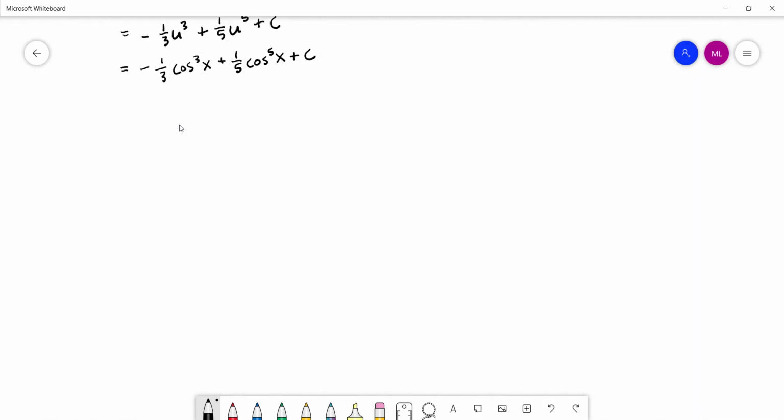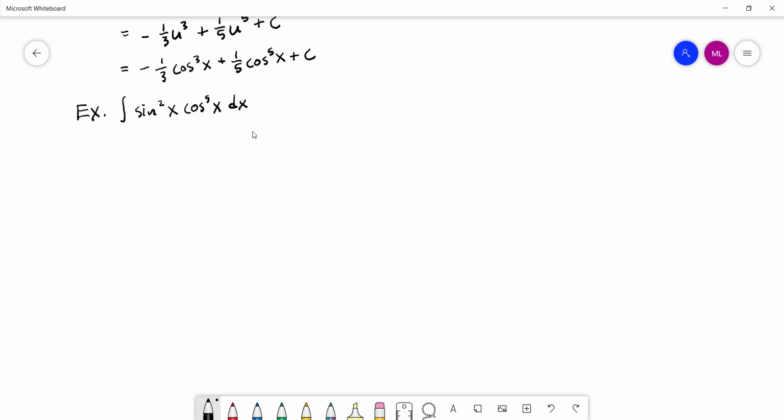So let's maybe do another example and see what the approach would be for this one. So let's do another example. And maybe this will be more clear once we do a second example. So I want the integral of sine squared of x cosine to the 5th of x dx.